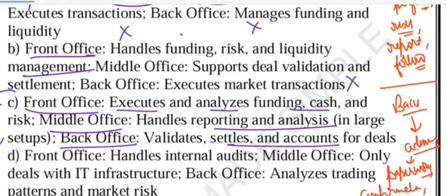What about option D? In option D, they say that front office handles the internal audit. No, that is wrong. Front office does not do audit. You must remember that middle office is not only IT. It is written that middle office only deals with IT infrastructure. No, it is wrong. And back office does not do any kind of market analysis. That is the middle office territory. Any kind of market analysis is done by the middle office.